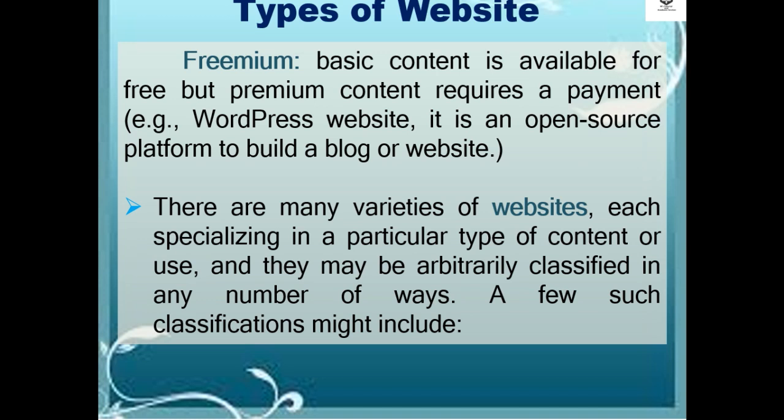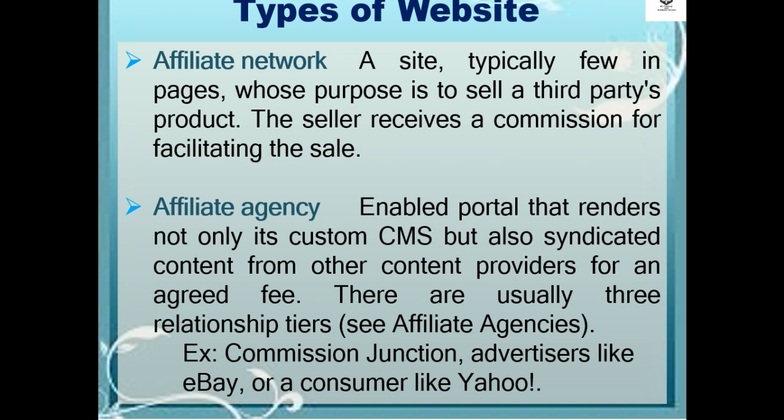There are many varieties of websites, each specializing in a particular type of content or use, and they may be arbitrarily classified in any number of ways. A few such classifications might include: first, affiliate network, a site, typically few in pages, whose purpose is to sell a third party's product. The seller receives a commission for facilitating the sale.